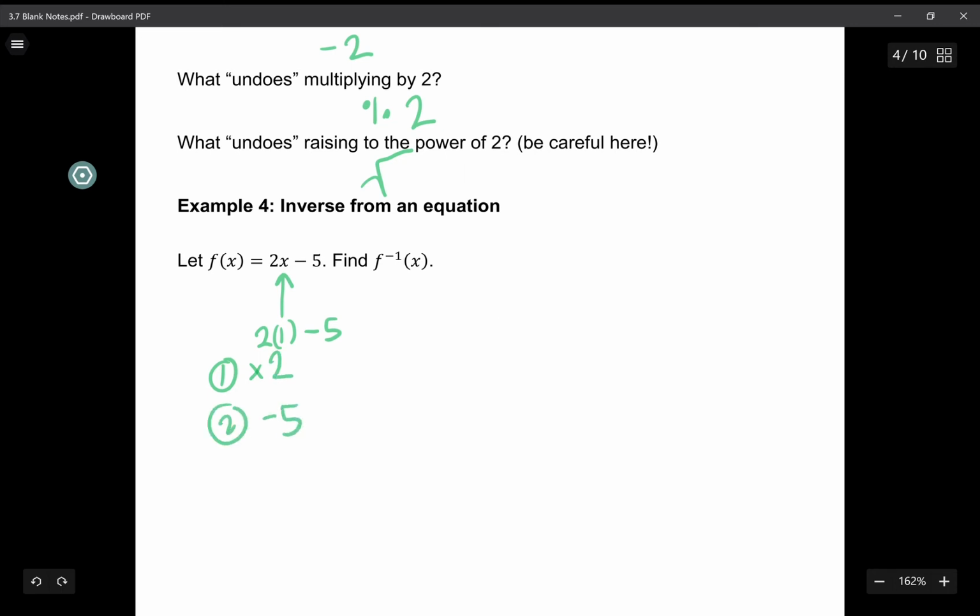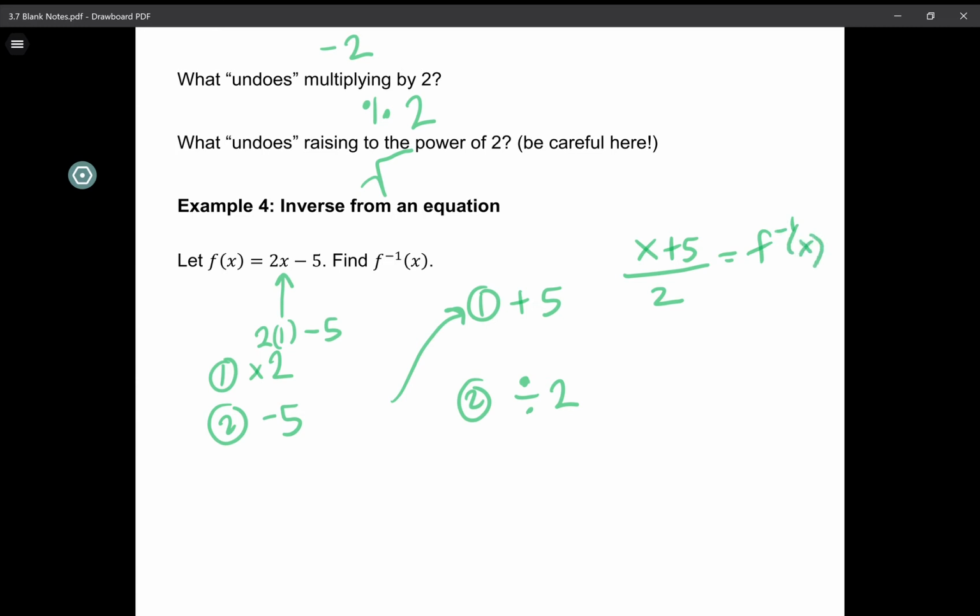So if we want to undo that, the first thing in the inverse function we would have to do is add 5. That's the first thing. And the second thing we would have to do would be divide by 2. So our inverse function would be x plus 5 divided by 2. Right? We want to undo what we did with the function. We multiplied by 2 and subtracted 5. So to back up, we add 5 and divide by 2.